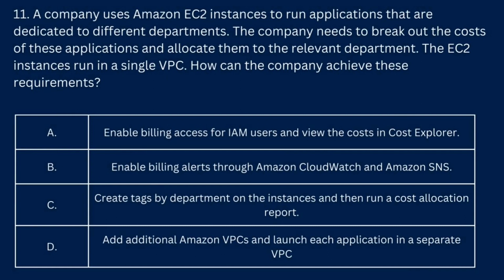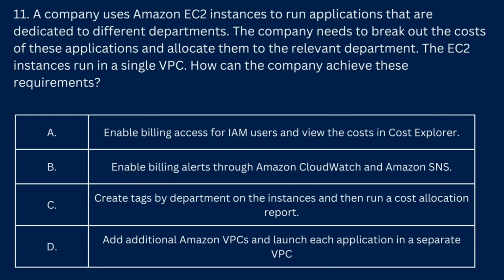Amazon EC2 instances to run applications that are dedicated to different departments. The company needs to break out the costs of these applications and allocate them to the relevant department. The EC2 instances run in a single VPC. How can the company achieve these requirements?